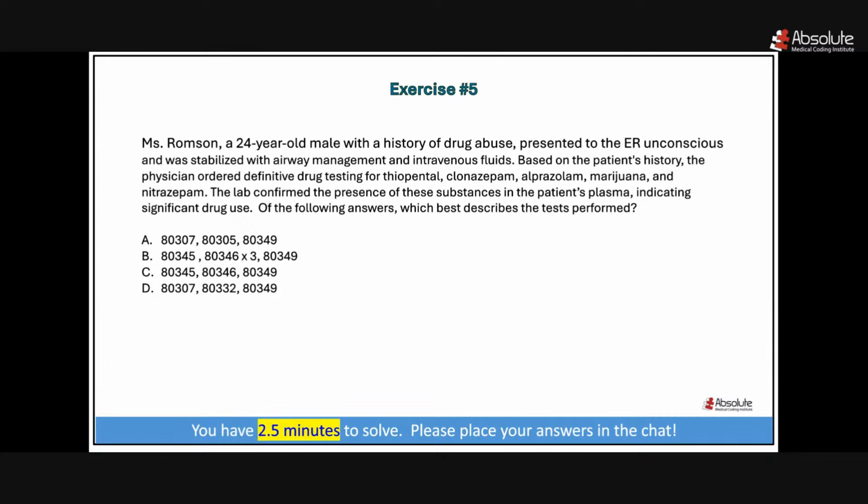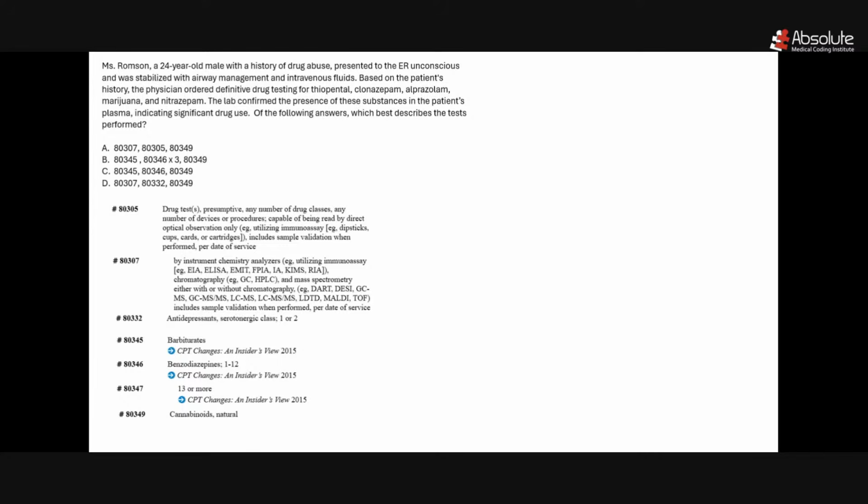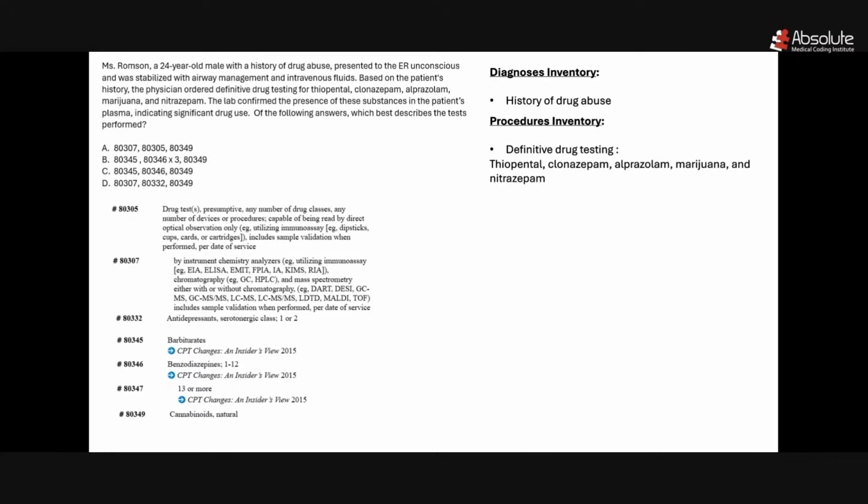Okay, I know where you are stuck. You all are stuck at which options. So let me walk you through this scenario as well. We have a patient with a history of drug abuse, and a definitive drug testing was performed. It was mentioned that it is a definitive drug testing, so there's no confusion in this scenario. We had thiopentol, clonazepam, alprazolam, marijuana, and nitrazepam. These are specific drugs that were tested, so of course it is going to be a definitive drug testing.